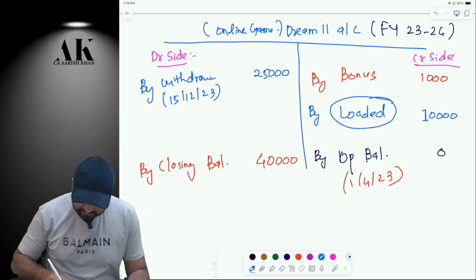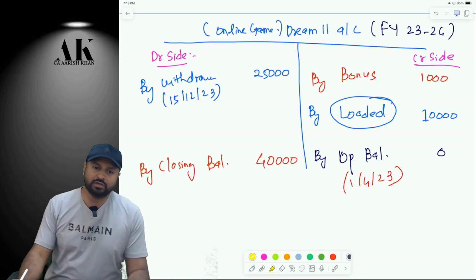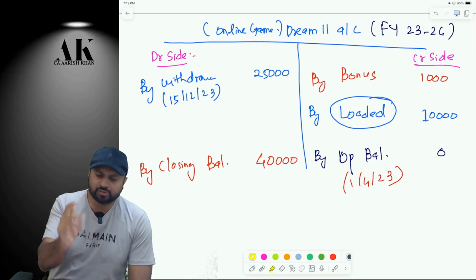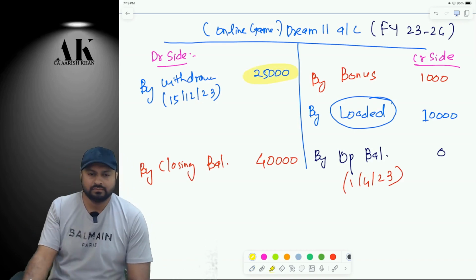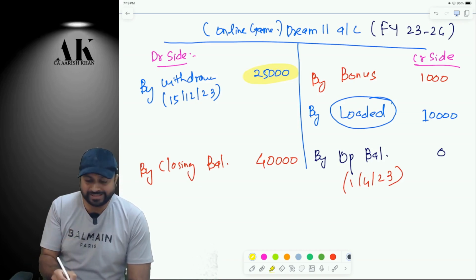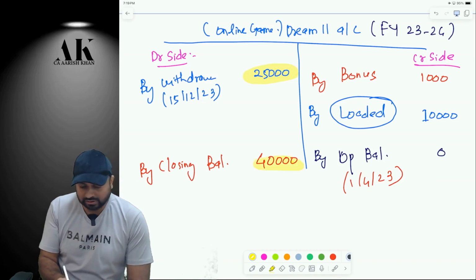So how have things changed now in the new provision, in the new law? The new law says that TDS has to be deducted on withdrawal. And TDS should also be deducted on what? On the closing balance.